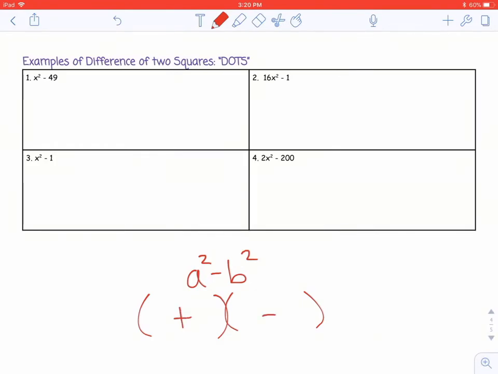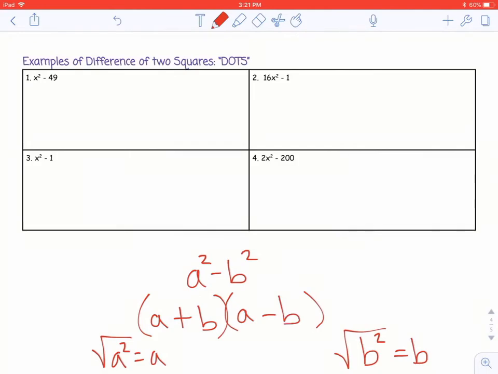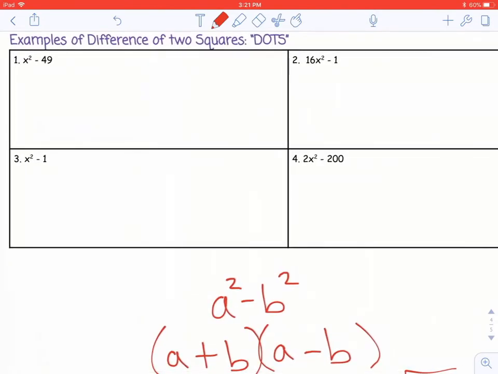And then you take the square root of that first term, so the square root of a squared is just a. So you put that first. And then the square root of b squared, so that was a, this would just be b, that's our second term. And that is the pattern. It's just a one-step pattern. So let's look at example 1.